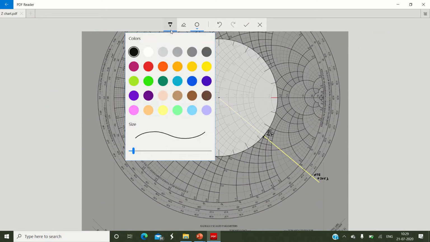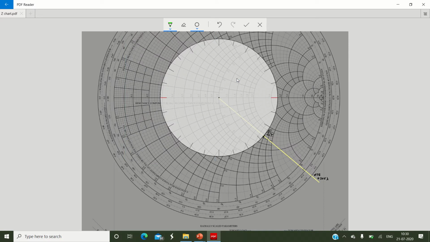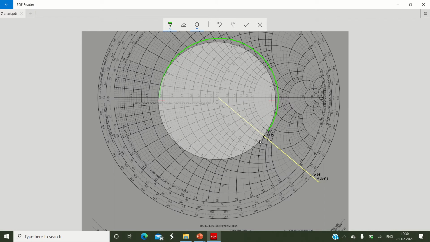Now for drawing the VSWR circle, I prefer to make use of this lime green color. If you have a colored pen or colored pencil or sketch pen, try to make use of the same. You can use any color whatever you like. For understanding purpose, I will be making use of a different color convention. So I will draw a constant VSWR circle in this way. Whatever green circle you are observing in the Smith chart now, it is representing the VSWR circle. Please remember.